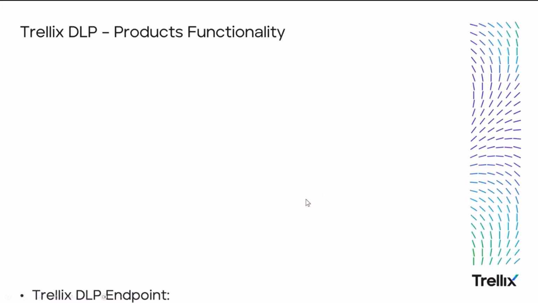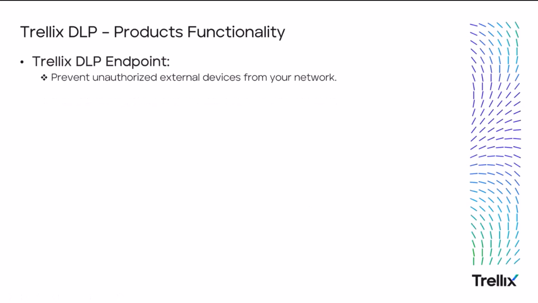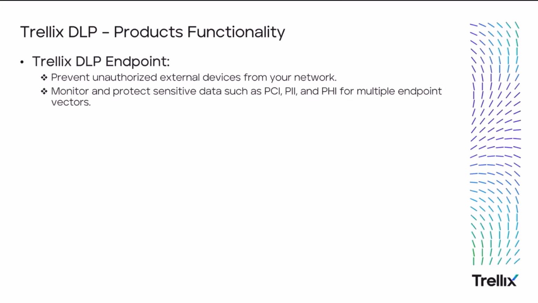The next topic we're going to discuss is the product functionality in DLP. So let's start with the DLP Endpoint. With DLP Endpoint, we can restrict access to PnP devices, hard disk, or any other external devices. We can create classification based on sensitive information such as PCI, PII, or PHI, or with any other vectors in order to protect the leakage of the data.